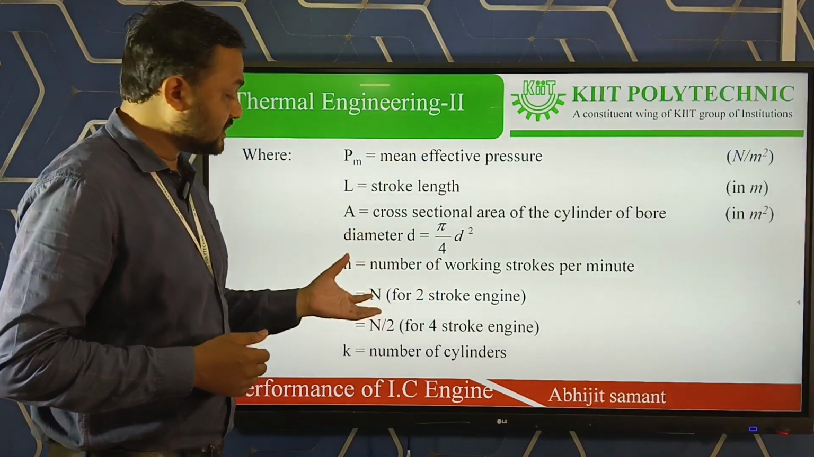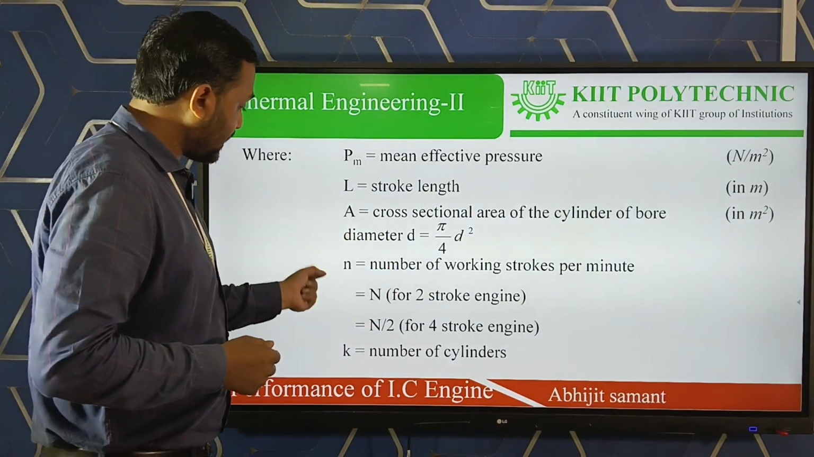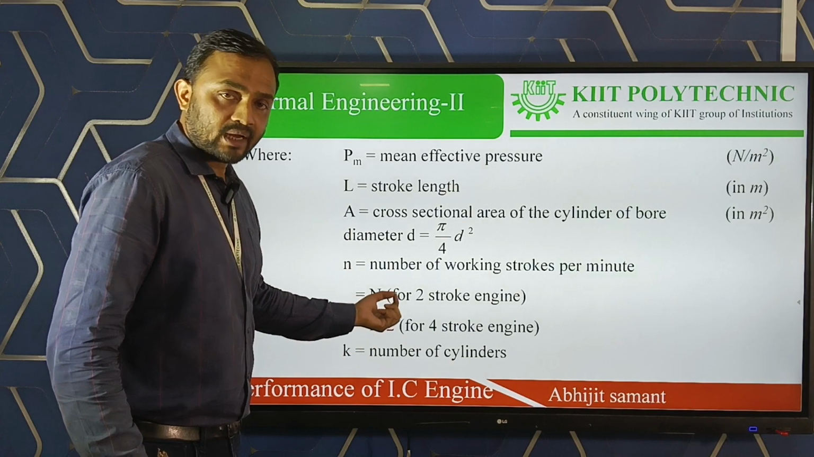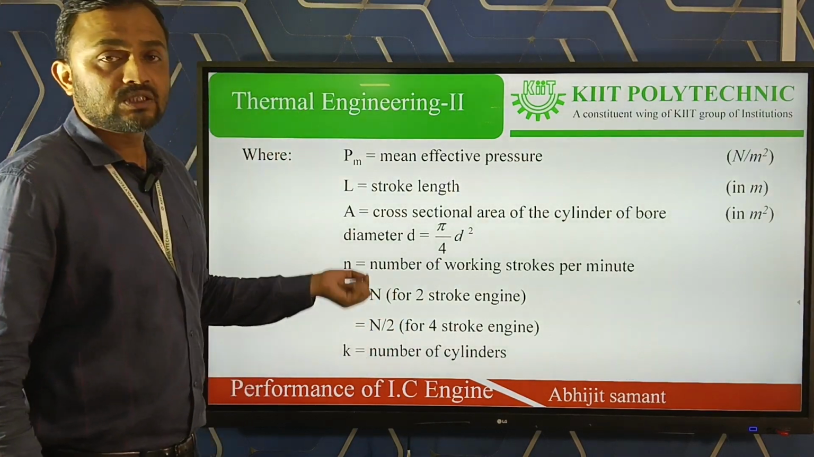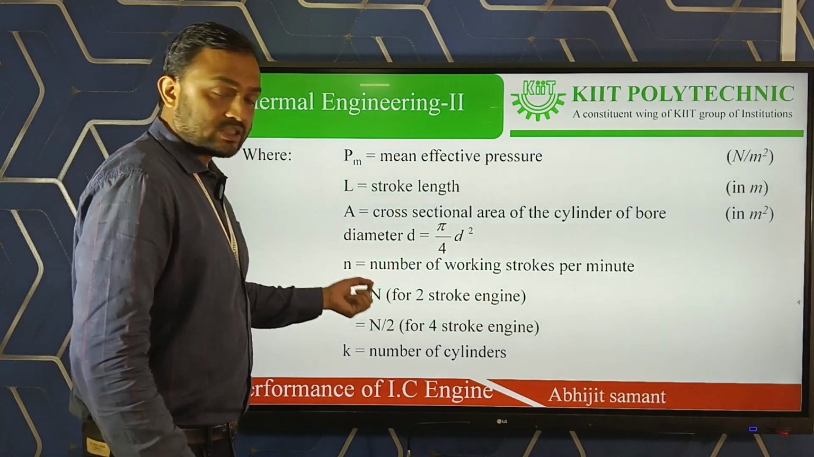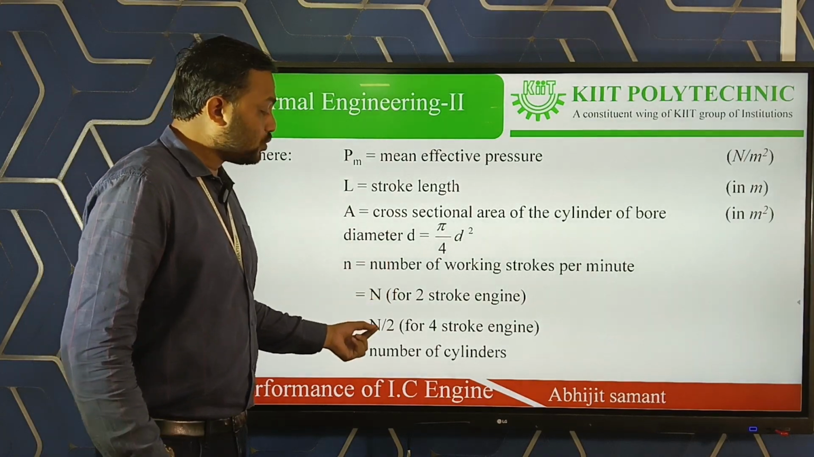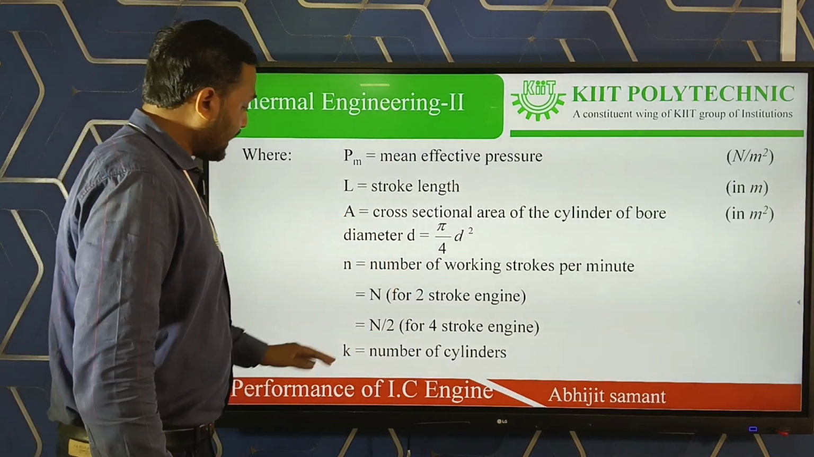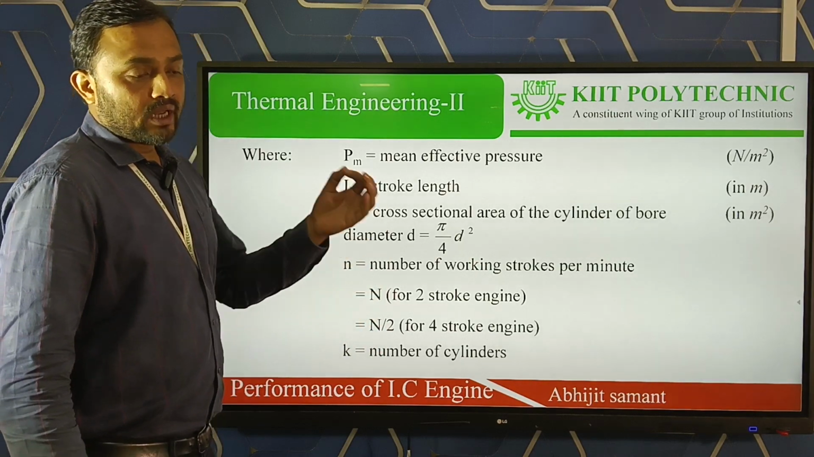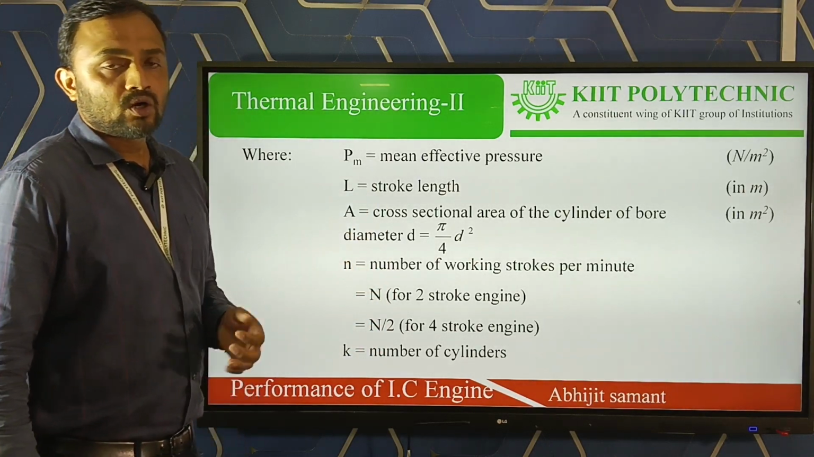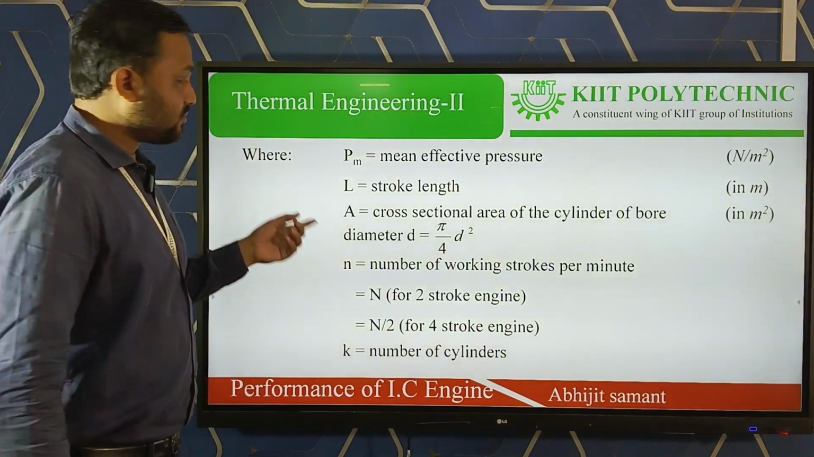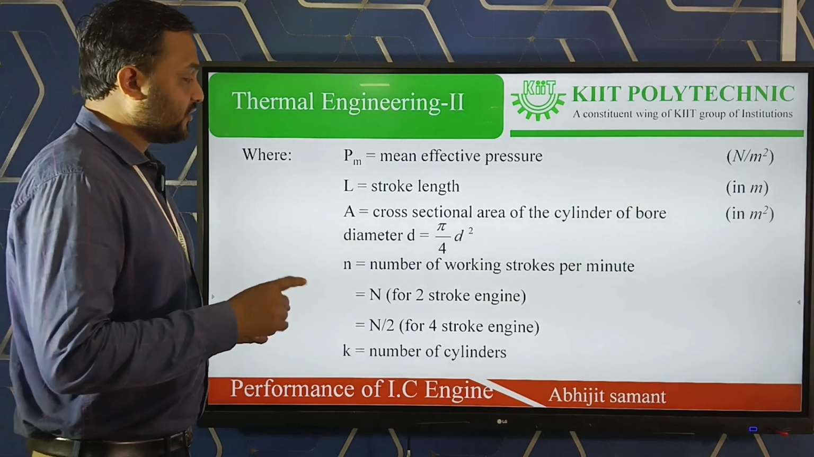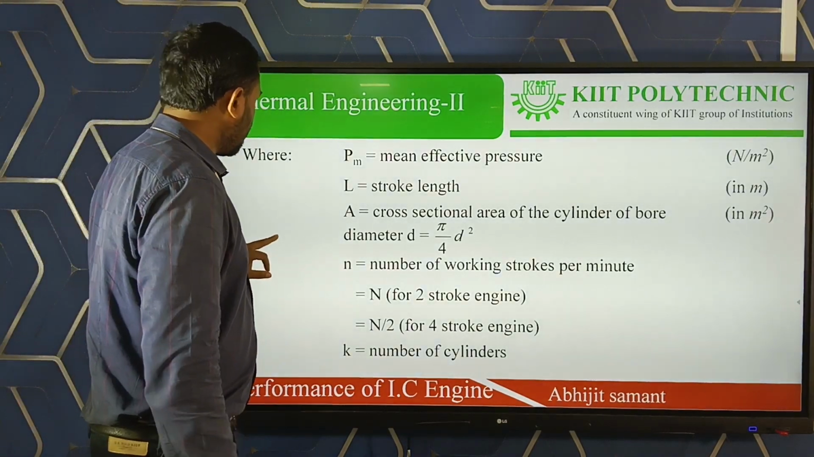For a two stroke engine, small n is equal to capital N, and for a four stroke engine, small n is N by 2. What is capital N? Capital N is the RPM, revolutions per minute. So N by 2 is for the four stroke engine and N is for the two stroke engine, and K is the number of cylinders. To find the indicated power, we calculate IP using this formula: PM into L into A into n into K divided by 60, which is in kilowatt.